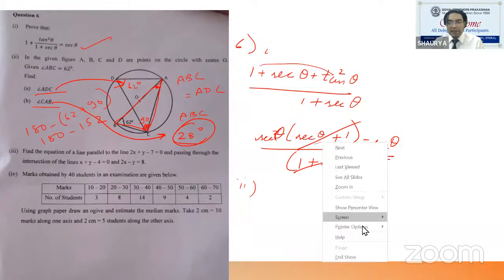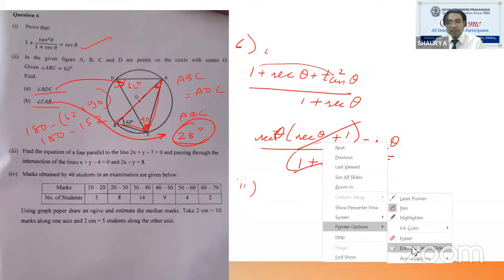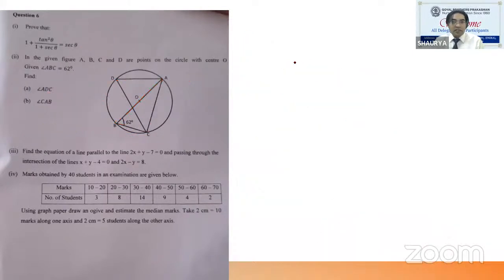Let's come to the third part of question 6. Before that, just let me get rid of all the markings. Yeah. Let's see what we have here.